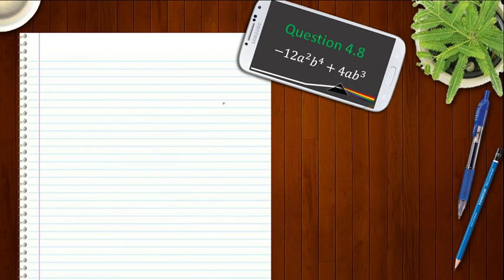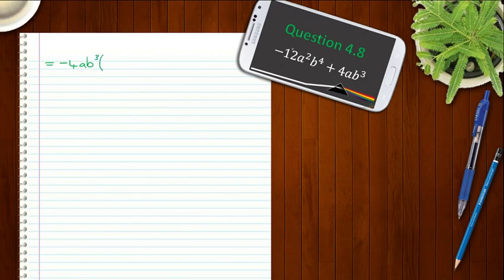Okay, 4.8, first step, common factor. Now I have a negative because the first term is a negative. And then also from both of these, I can see that 4 and 12, 4 can go into both of these. Both contain A's and B's. So we're going to take out a negative, we're going to take out a 4, and we're going to take out 1A at most. And we can also take out B to the power 3 at most. So B to the power 3 comes out.